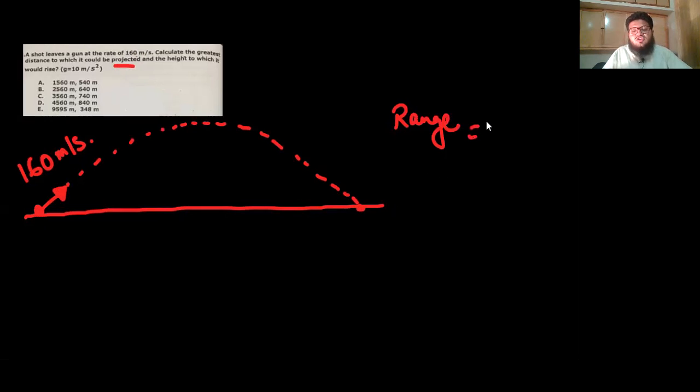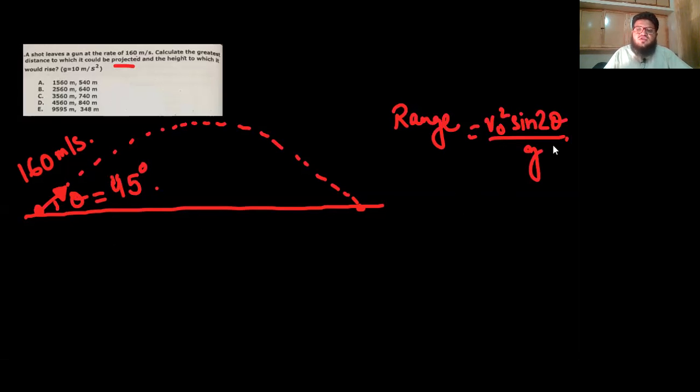रेंज का फार्मूला क्या है, शॉर्टकट क्या है? v0 स्क्वायर्ड sin 2 थीटा डिवाइडेड बाय g, that's the shortcut for the range. Now, you are calculating the maximum range. For a maximum range, the value of theta must equal 45 degrees, okay? ये 45 डिग्रीज होनी चाहिए.